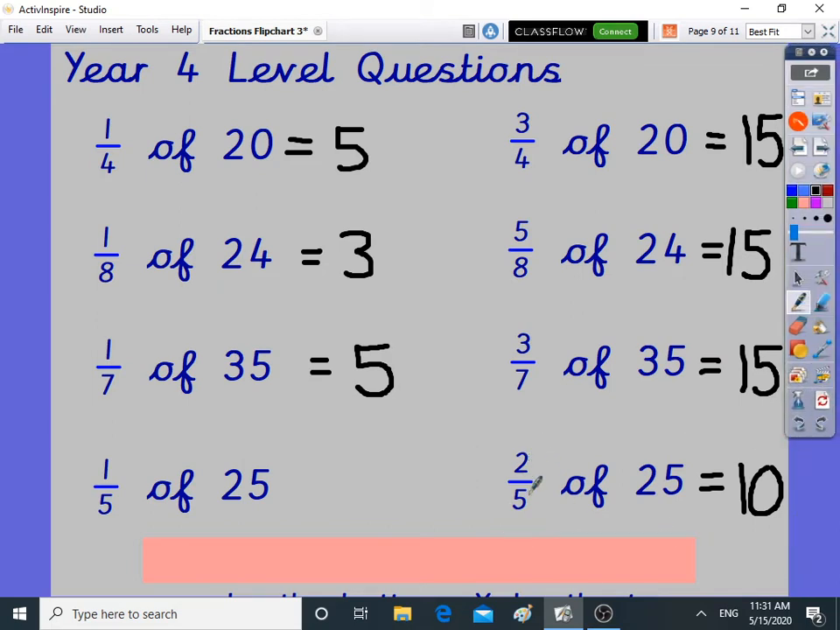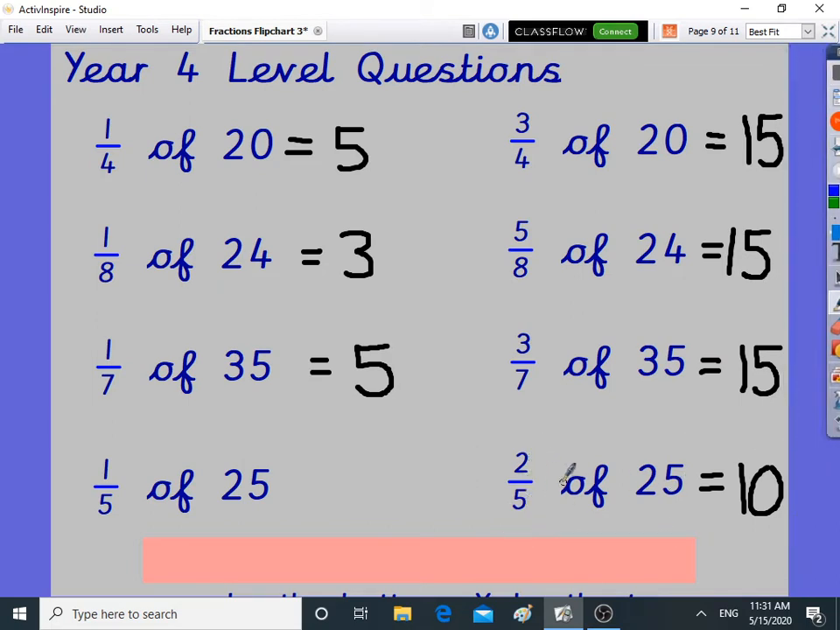But if you have to do 2/5 of 25, you might find it easier to first do 1/5 of 25, because when the top's 1, things are easier. You count in 5 to 25: 5, 10, 15, 20, 25, and it is 5. And then, because the 1/5 was worth 5, 2/5, of course, will be worth 10.